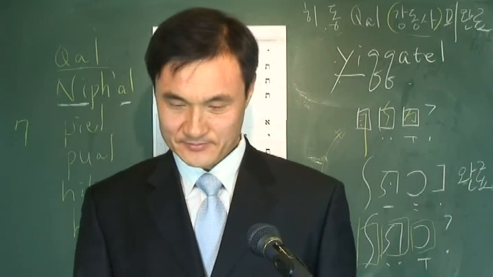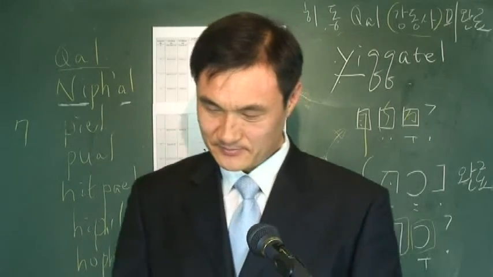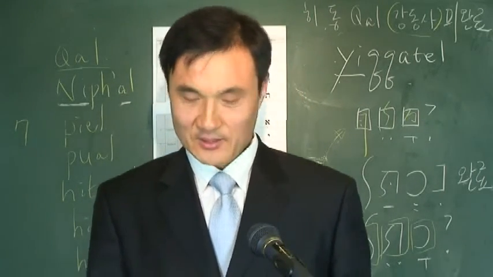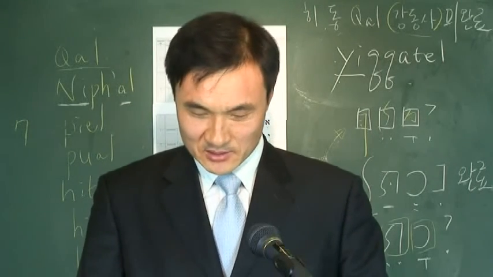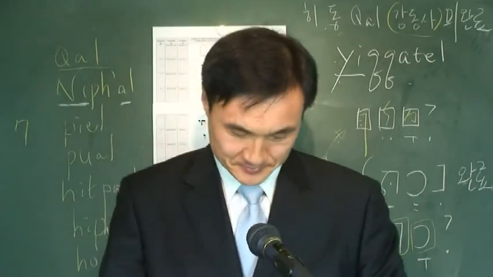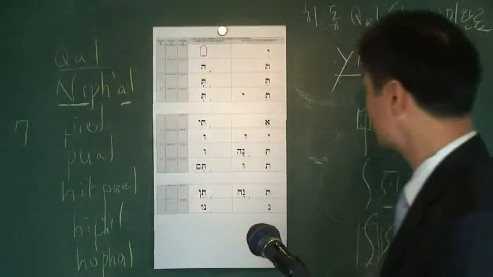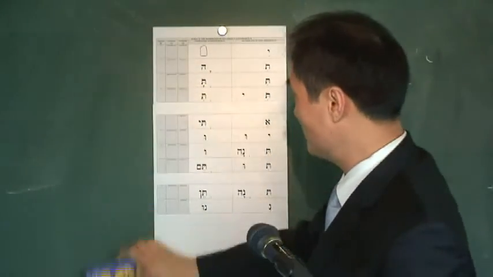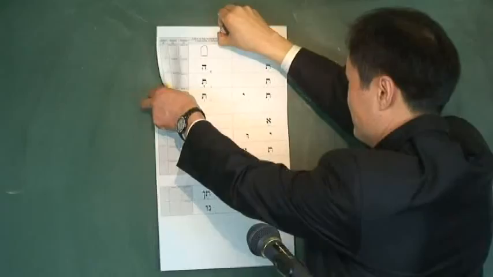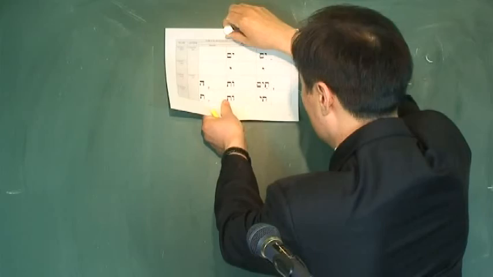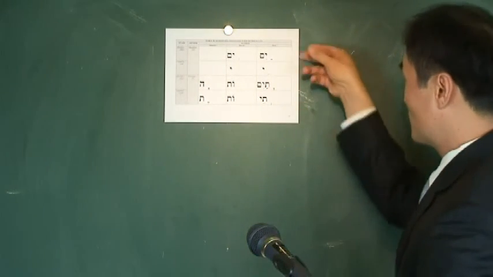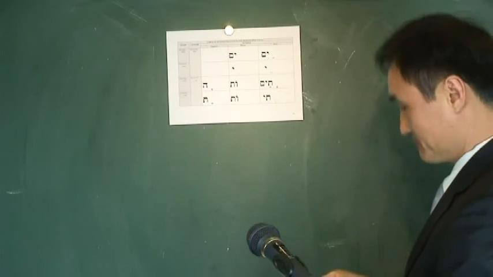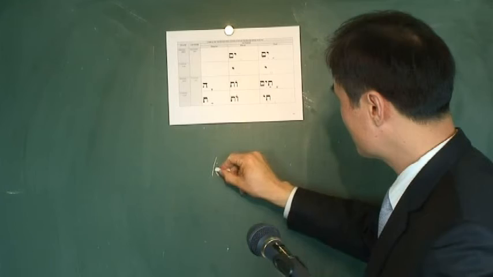Now let's hold off on Hebrew verbs for a moment and study nouns. In our last lecture, we briefly mentioned Hebrew nouns. We spoke of the absolute state and the construct state of Hebrew nouns. There is the absolute state and the construct state.